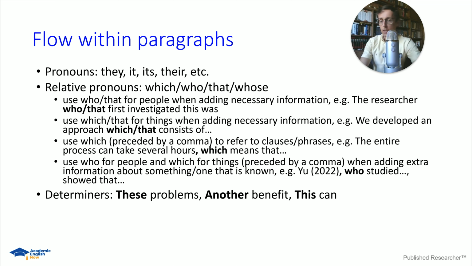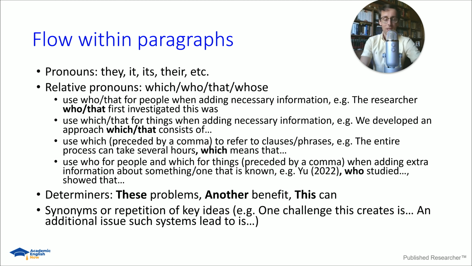You can also use determiners like these, another, this, and so on. And you can also use synonyms or repeat key ideas or key terms, right? For example, one challenge this creates is, and then later we can write an additional issue, and then this. We've got challenge and issue, which are kind of synonyms, okay? We also have one challenge this creates, and then in the next sentence, we've got lead to. And lead to and create in this context are also synonyms, okay? So that's another way of building flow within paragraphs.